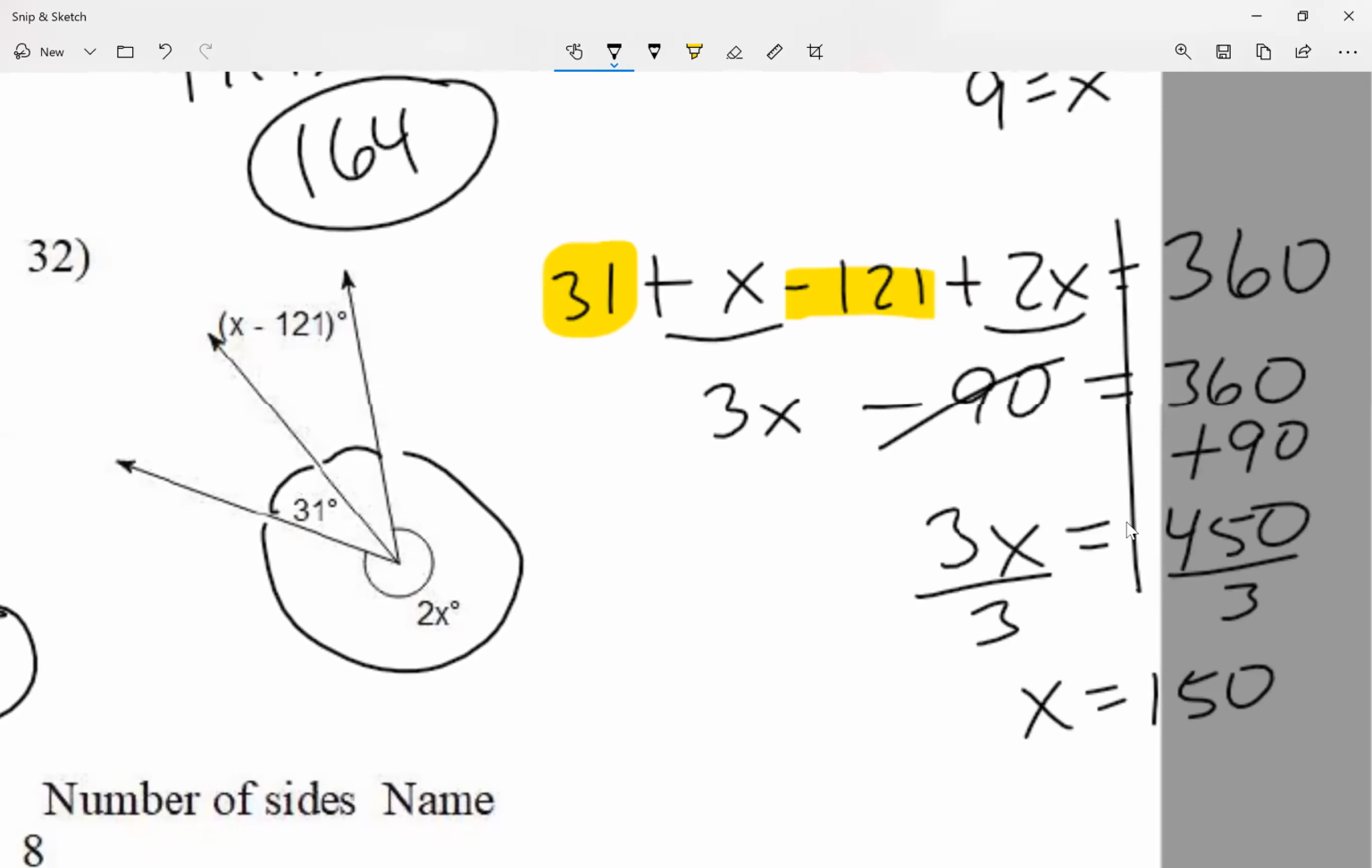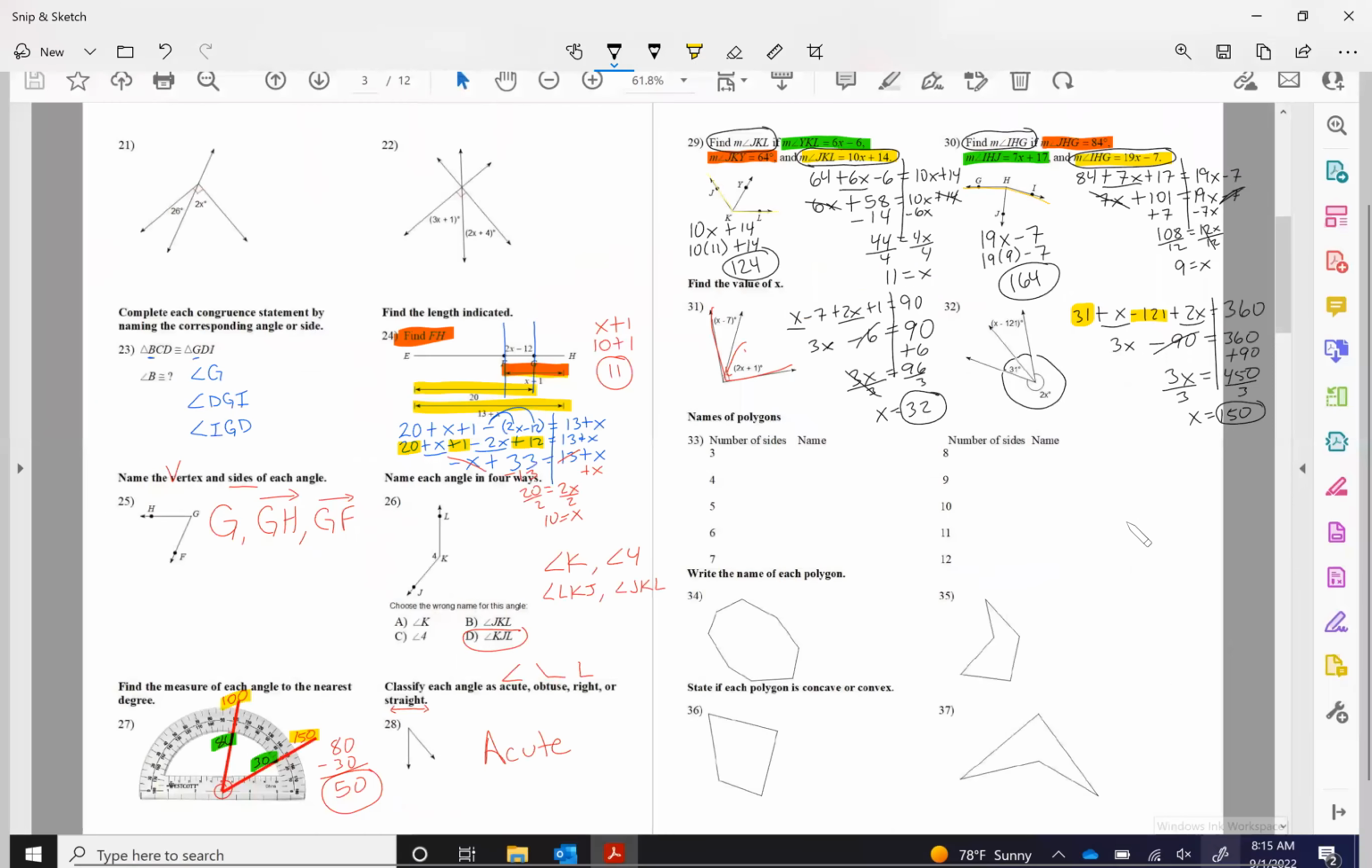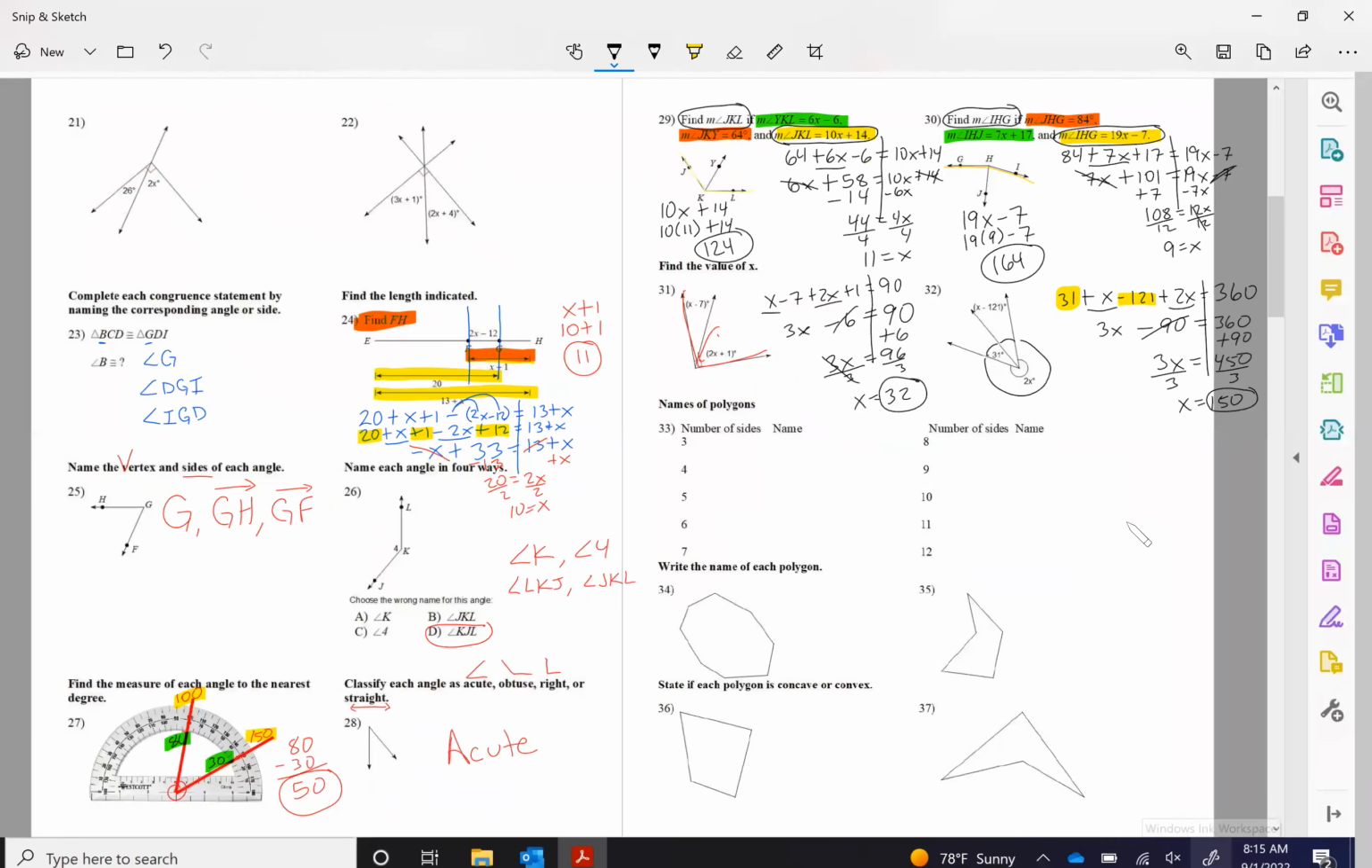The instructions were solve for x. So there you go, 150. Let me zoom out. That way you guys can take a picture or work. That's it. That's what we work on today.